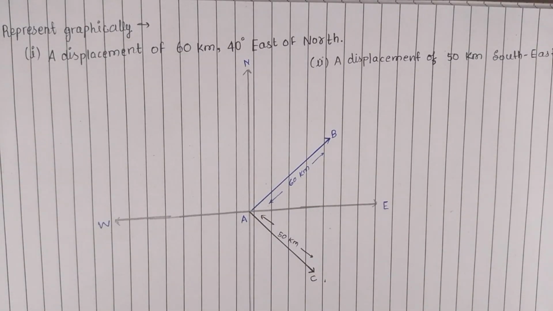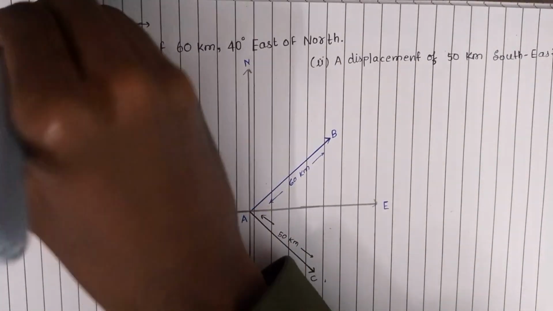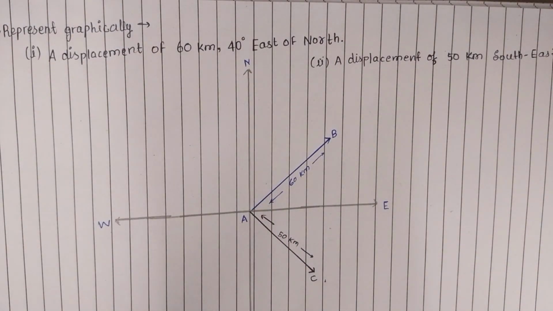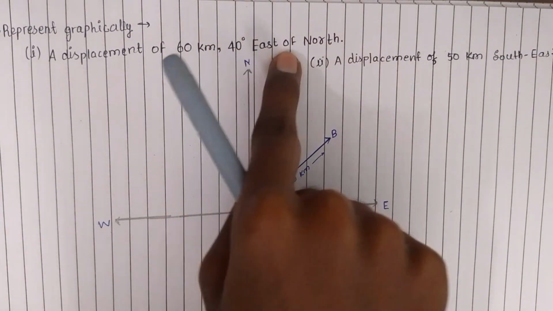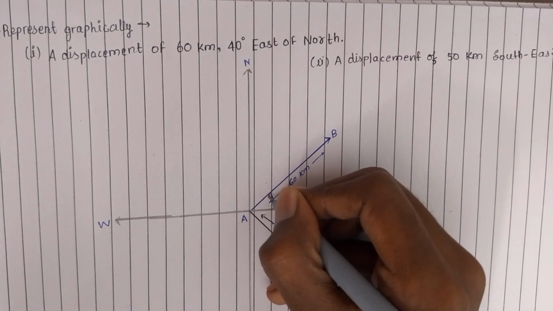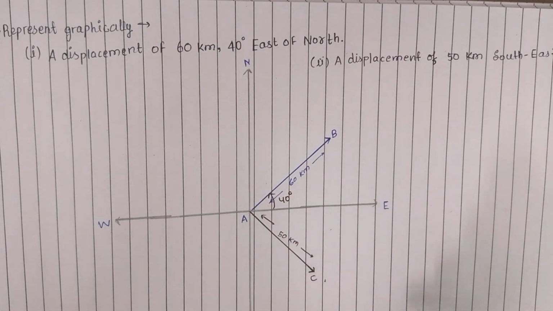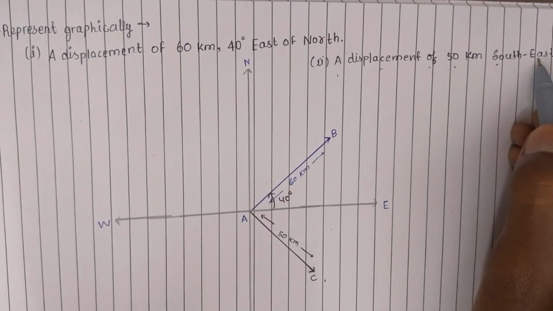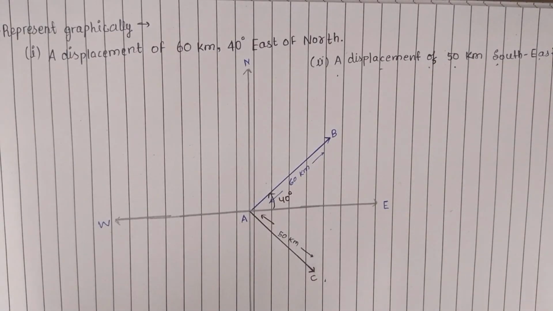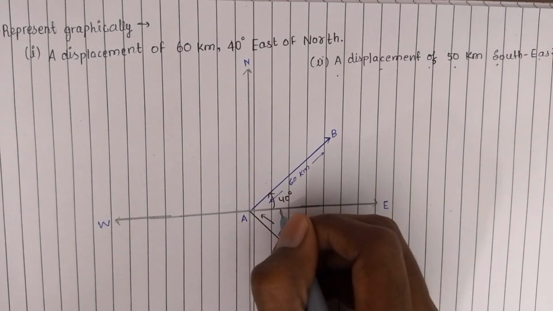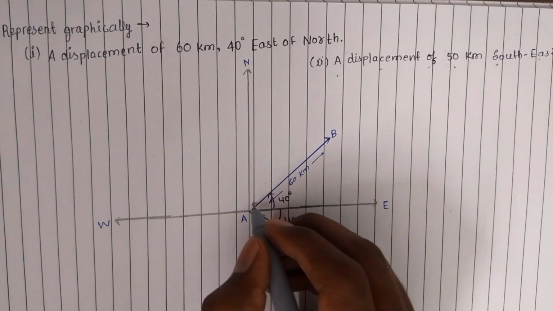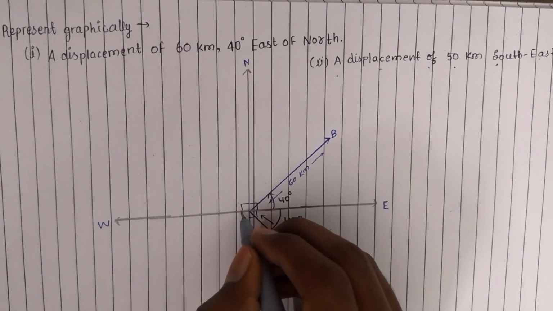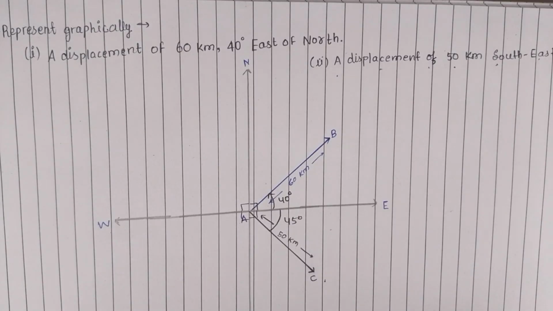And that's how we do our graph. Our question is done. We were given a displacement of 60 km 40 degrees east of north. This is 40 degrees. A displacement of 50 km southeast. There was no angle given, but it was said southeast, means exact southeast is 45 degrees. As we know, all are 90 perpendicular to each other. So this is our graph.